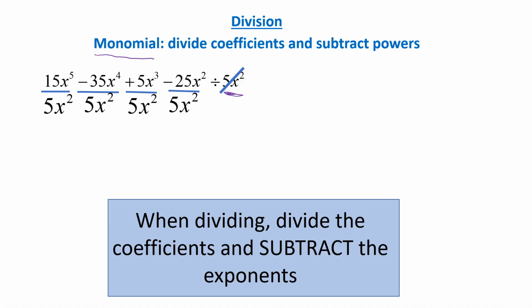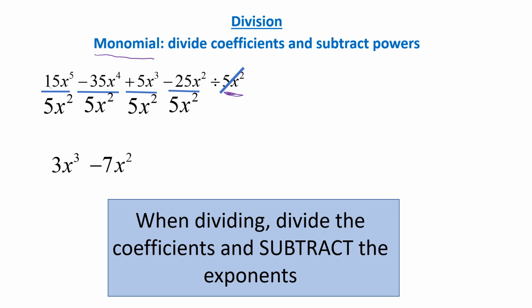So now I'm going to look at each term and simplify it. Well, 15 divided by 5, I'm going to divide the coefficients, so that'll be 3. And I have x to the 5th divided by x squared, so I'm going to be subtracting my exponents, so that'll be x to the 3rd. On the second term, I'm going to have negative 35 divided by 5, so that'll be negative 7. And when I'm subtracting my exponents, x to the 4th minus x squared will give me x squared. So I'll have negative 7x squared.